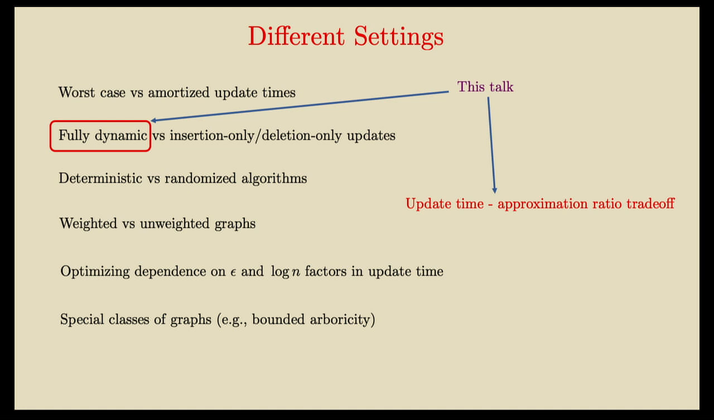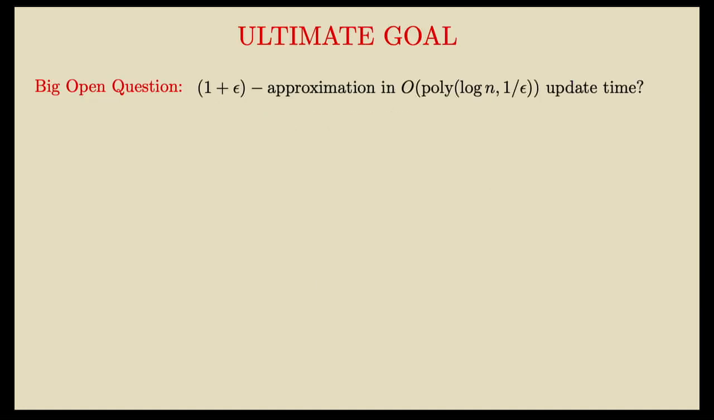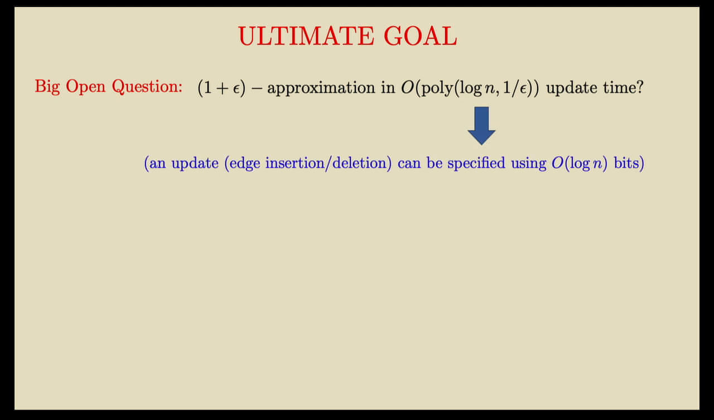So, with this perspective, what is the ultimate end goal, the holy grail in this line of research? I would say this, and we right now do not have any clue as to how to answer this question. The question is, can we get 1 plus epsilon approximate dynamic matching in poly log n and 1 over epsilon update time? Now, you might ask, why is this the ultimate goal? I will just give you two answers. One is, in the dynamic setting, an update is just edge insertion or deletion. So, in an n node graph, you can specify an update using log n bits. So, we are just asking for update time that is polynomial in the input size, that is one way to look at this.